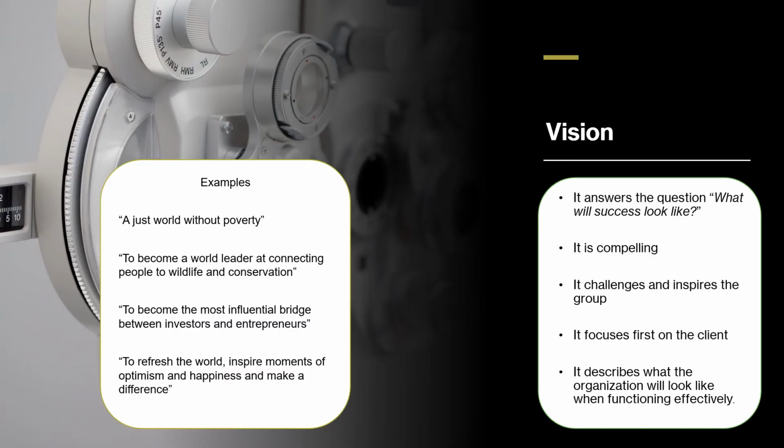And then a vision is something that can answer the question, what will success look like? It is compelling, challenges and inspire the group, focus first on the client, and then it describes what the organization will look like when functioning effectively. So for example, a just world without poverty. To become a world leader at connecting people to wildlife and conservation, to become the most influential bridge between investor and entrepreneur. So this is the example of the vision statement.